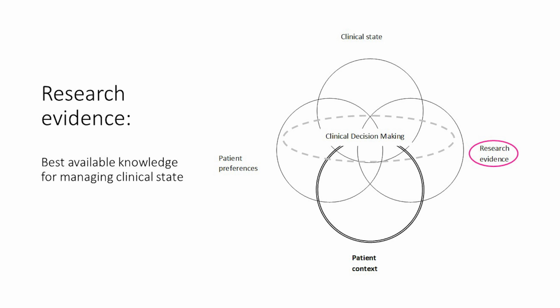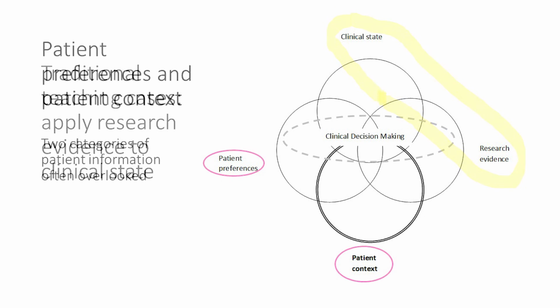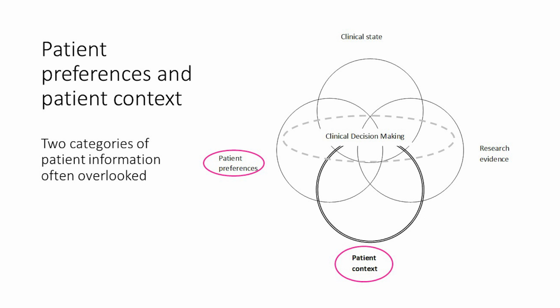The second kind of information we need is the relevant research evidence for managing that clinical state. Traditional teaching cases tend to focus on these two. They're designed to show how to apply the best research evidence to a particular clinical state, and often they stop there. However, there are two other potential sources of information that should always be considered. One is the patient context, which is what we've been talking about, and the other is patient preferences. So for instance, in the hepatitis C case, Mr. Theo was given the option of choosing between two different regimens. That was an example of eliciting patient preferences.